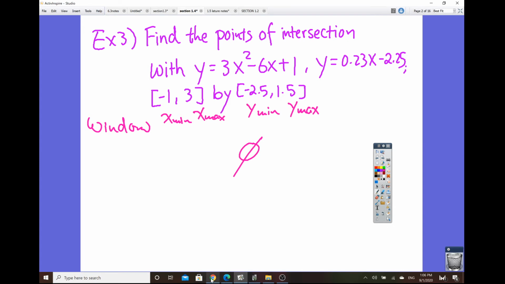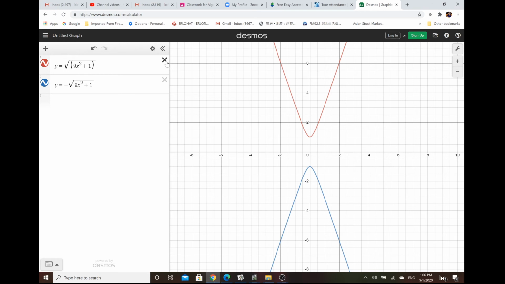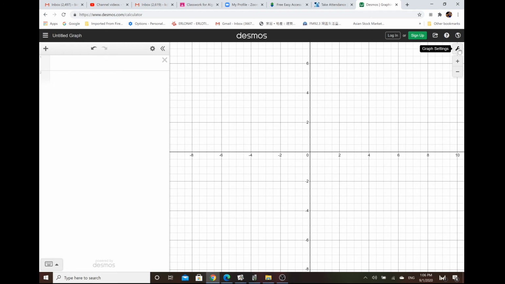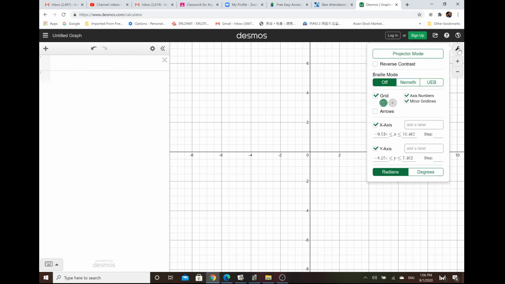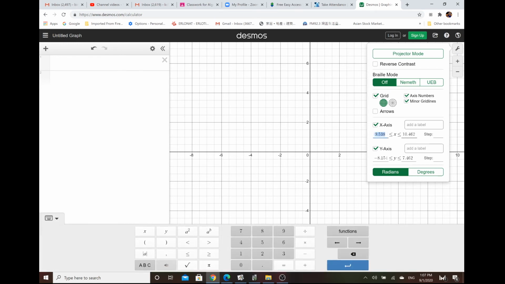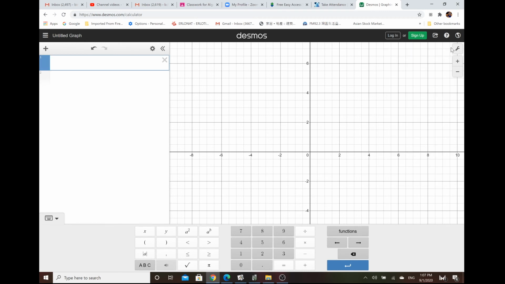And then on Desmos, you want to put in the functions. And then for the window settings, you can always go to the settings here. You see that, the graphing setting, the wrench icon. Click that. And then for the x-axis, you can always change the scale. So change those window values, the x and y, okay? So once you enter the function, you can always do that.